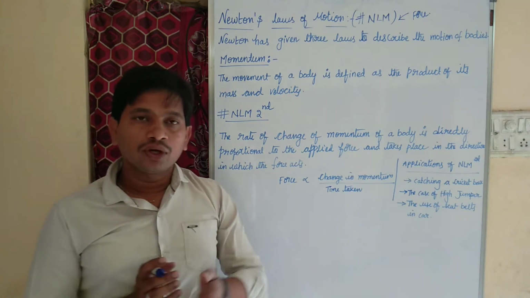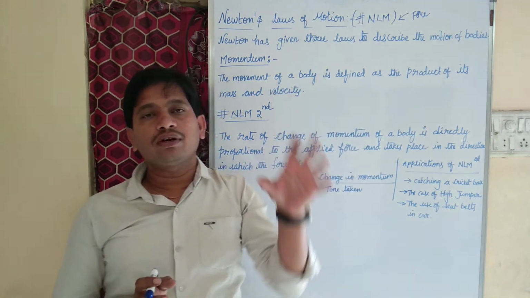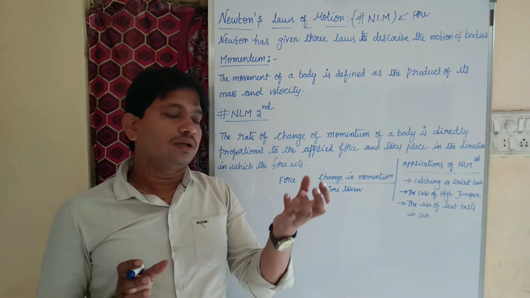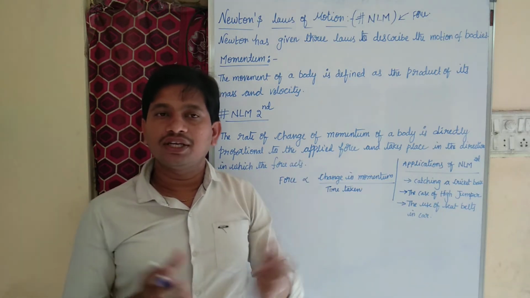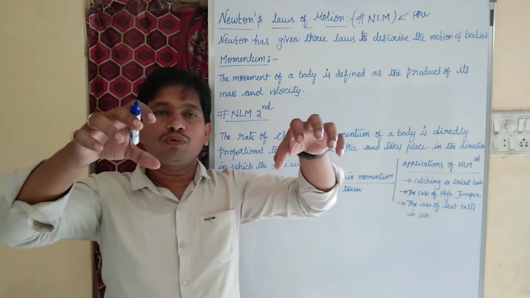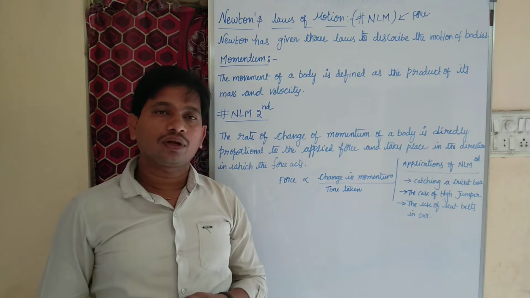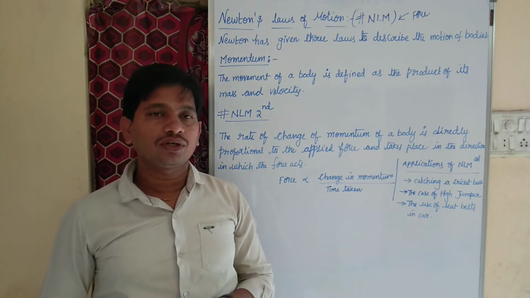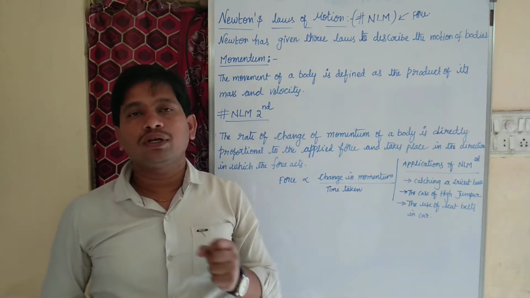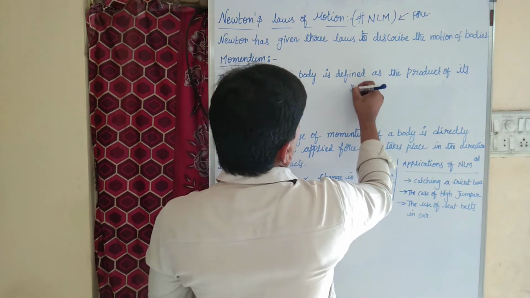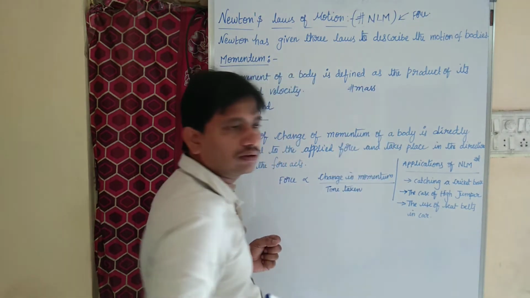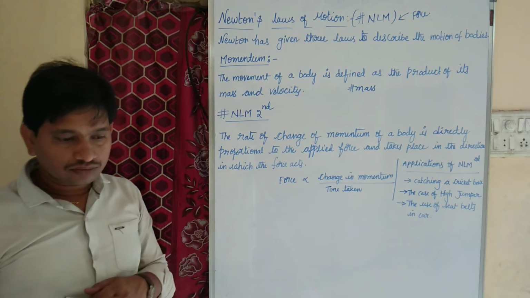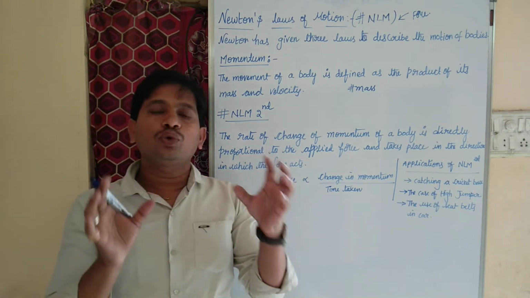Suppose you take one cricket ball and one tennis ball. As we know, the cricket ball is heavier than the tennis ball. You start dropping both at the same time. Then obviously the cricket ball reaches the ground faster than the tennis ball, because it depends upon the mass of the body. The first criterion is mass.